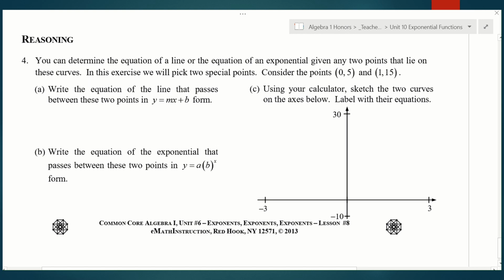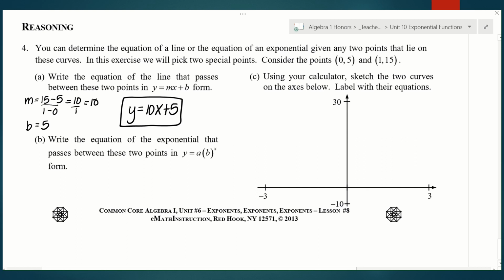And so for us to write an equation of a line that goes through those 2 points, the first thing I need is the slope. So I'm going to do y2 minus y1 over x2 minus x1. So I'm getting that the slope would be 10. The y-intercept is given to me. (0, 5) is the y-intercept, so b is 5. So the equation of the line that goes through those 2 points is y equals 10x plus 5.